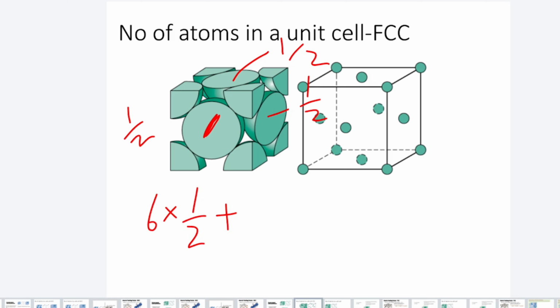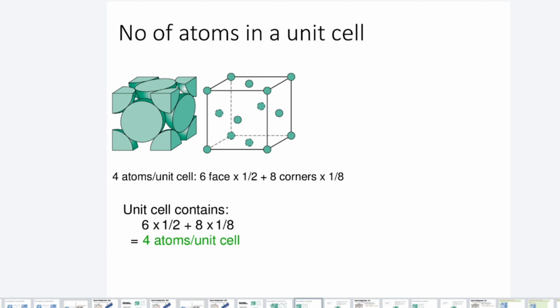Plus, we have how many corners? 8 corners, right? So 1 over 8 multiplied by 8. So how much is it? It is 4, right? So in total we have 4 atoms in the FCC. If you combine all these and collect them, it will become 4 hard spheres, 4 balls in this hard sphere, right? So the number of atoms is 4.